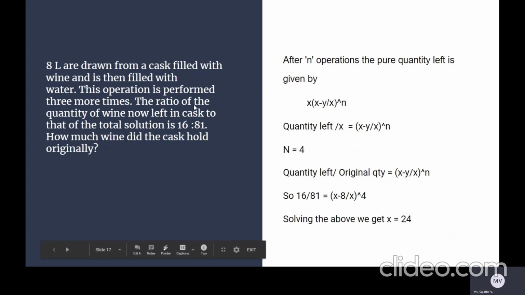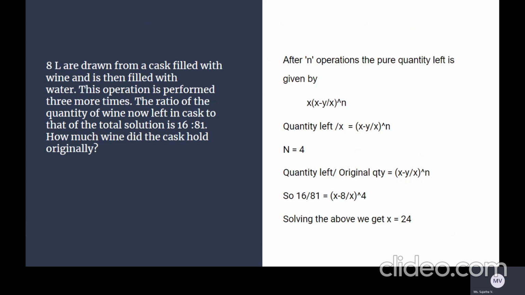Here again, 8 liters are drawn from a cask filled with wine and is then filled with water. So they have started with 8 liters drawn out. What is this 8 liters? It is the Y in the formula. And it is performed 3 more times. So totally how many times was it performed? 4 times. So your N is equal to 4.